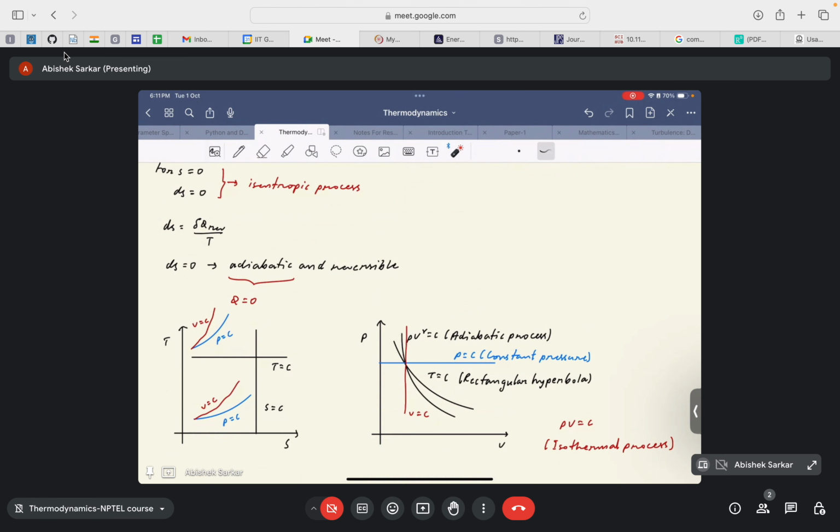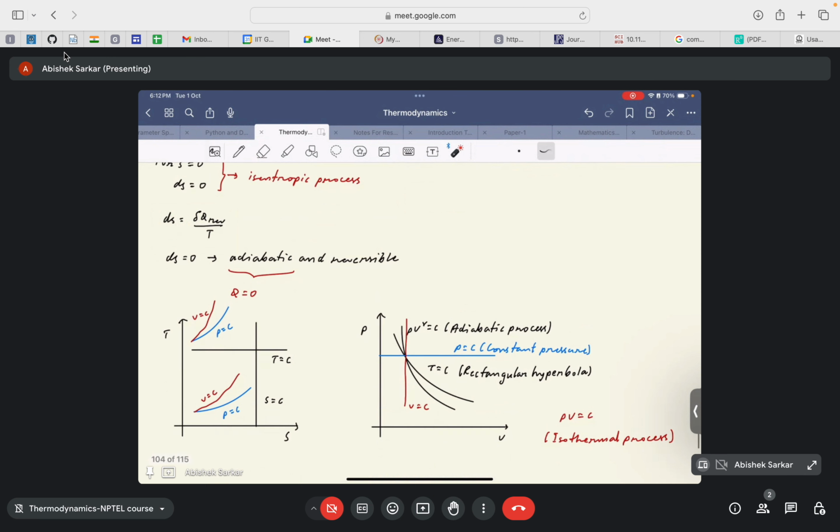So we found out that the change in entropy can be defined as delta Q reversible by T, and this equation holds valid only for a reversible process. If the process is irreversible, then this equality does not hold true, and we will see what happens to this sign in the later part of today's discussion. First of all, this is defined only for a reversible process, so the reversibility of the process has to be considered.